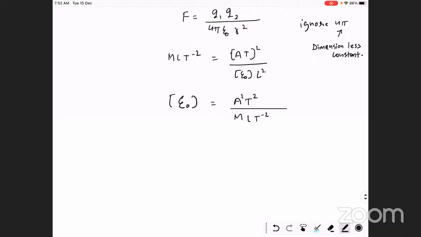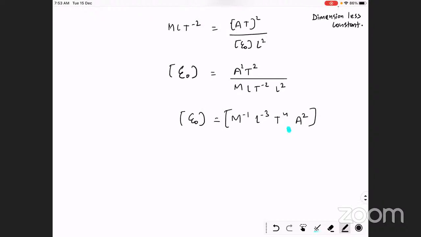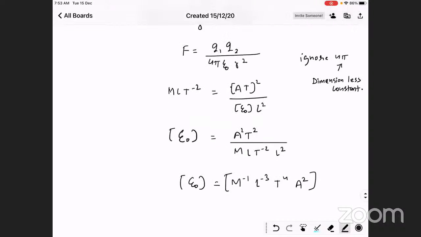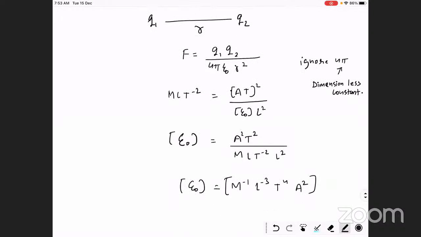No, sir. Okay. So we got the dimensional formula of epsilon naught as M^-1 L^-3 T^4 A^2. Understood, everyone? Very important, and believe me, this is the easiest way. It is 100% correct, and this is the fastest way to find the dimensional formula of epsilon naught.